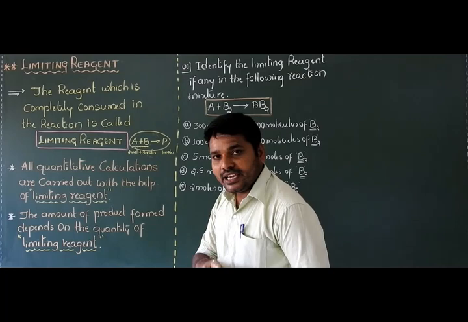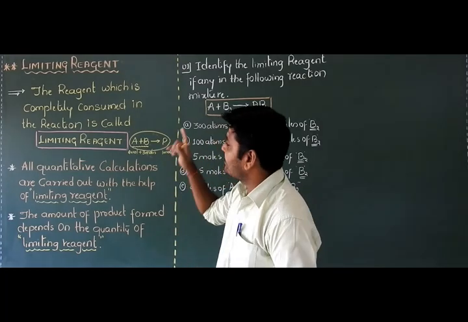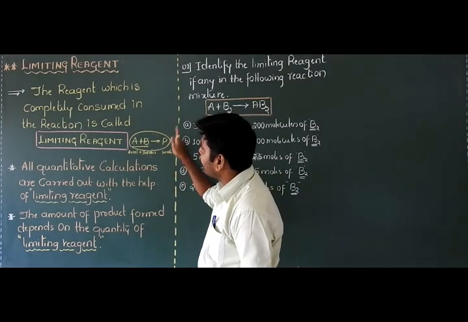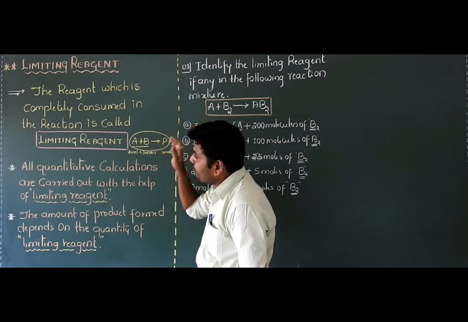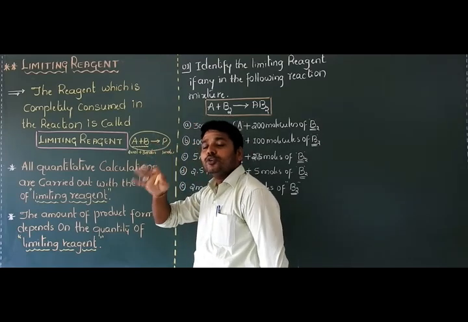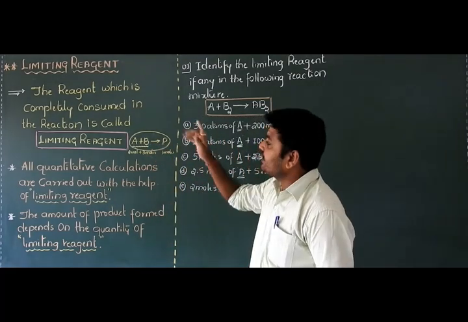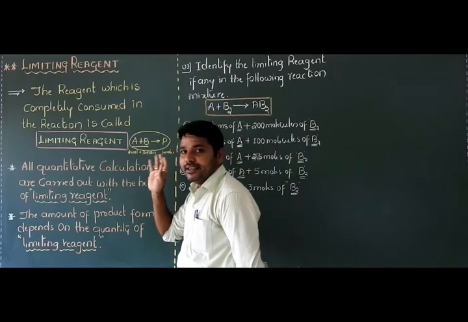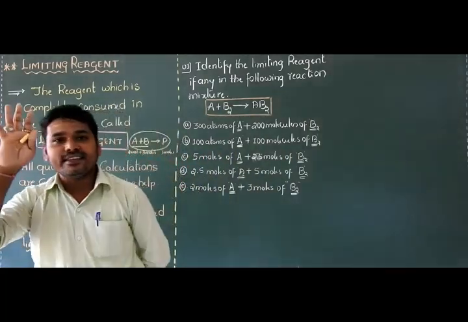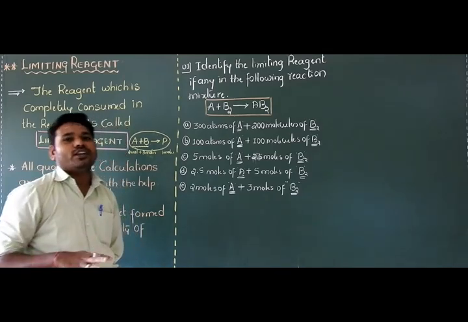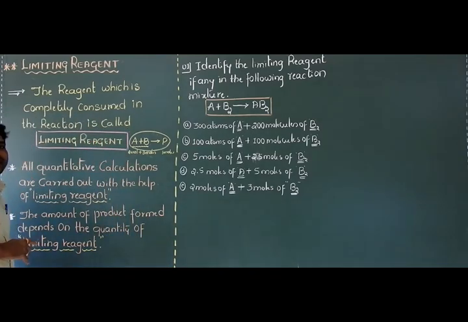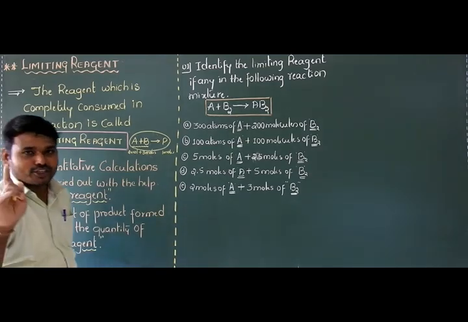The limiting reagent is defined as the reagent or chemical substance which is completely consumed during the chemical reaction. And always, in calculations related to the limiting reagent concept, the quantity of a product formed depends on the quantity of the limiting reagent, students.